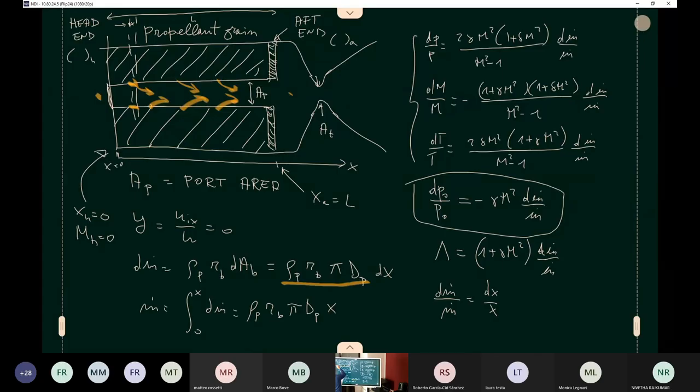And of course, as we have a positive capital lambda, it means that the flow will remain subsonic by definition of lambda, let's say. Or at most we will reach the condition of Mach number one, but this will not be possible here because of the narrower section downstream, which is the throat area.